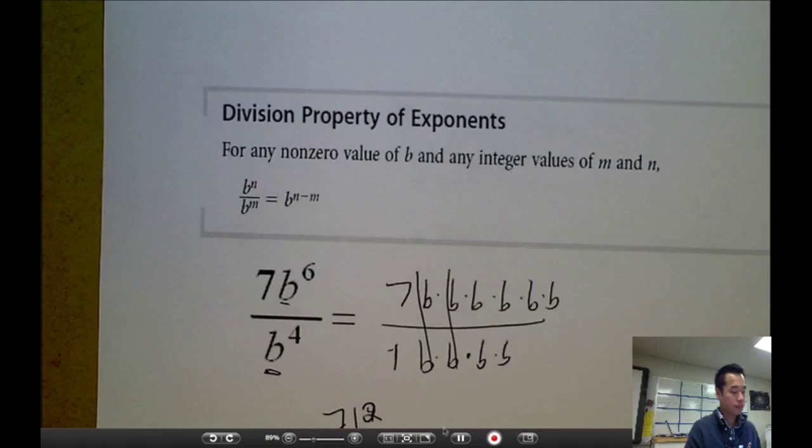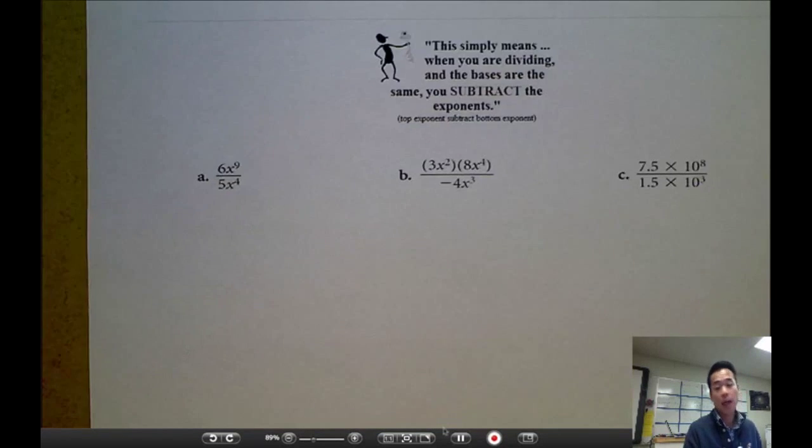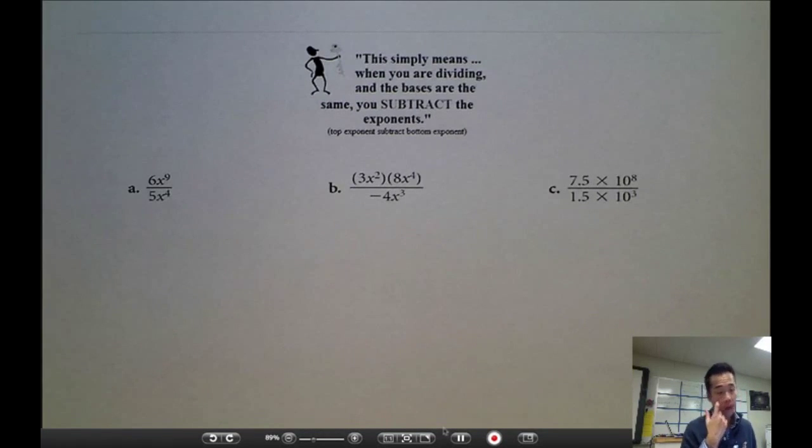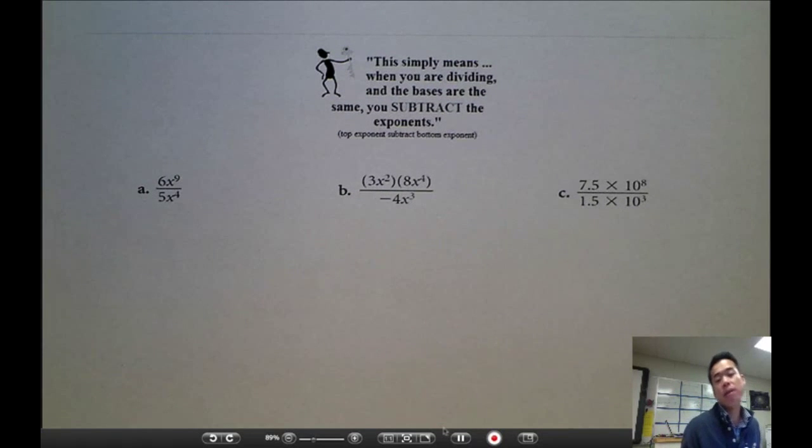Okay. That's what you're dividing. If they are the same base, you would subtract. Here are 3 examples that I would like you to try with the division property of exponents. Go ahead and pause the video right here. Write these 3 examples down in your notebook. Go ahead and work them out. And then when you're ready, push play and check your answer with mine. I will go ahead and continue on.